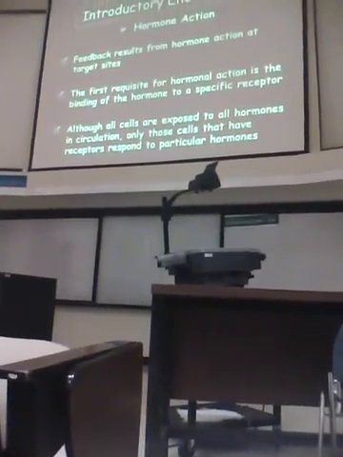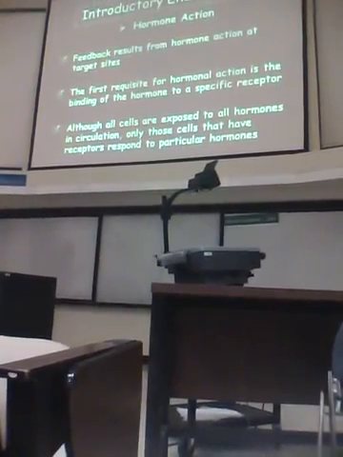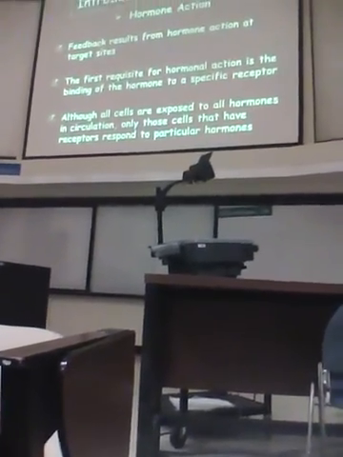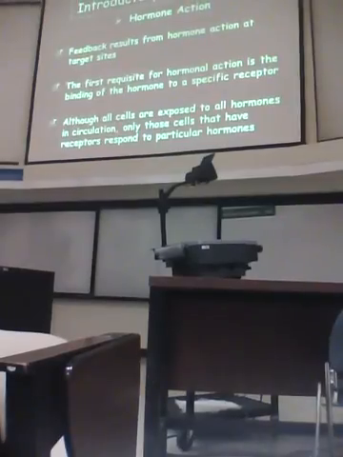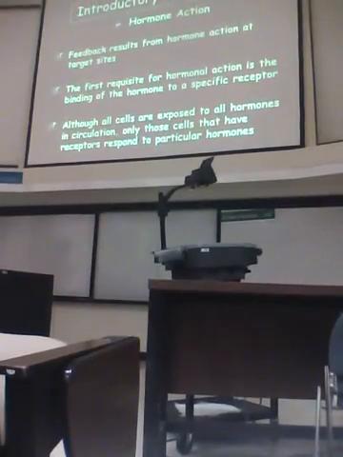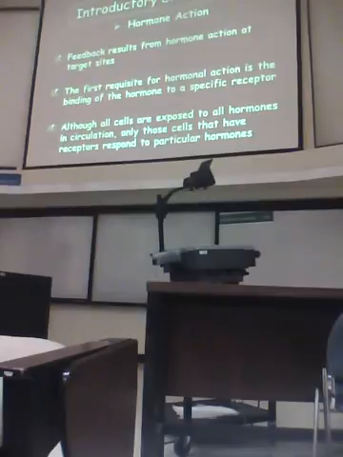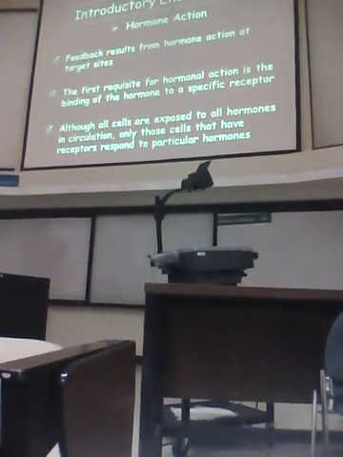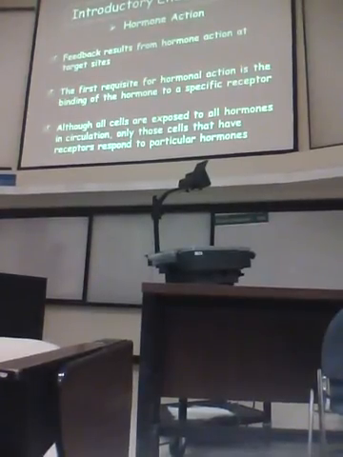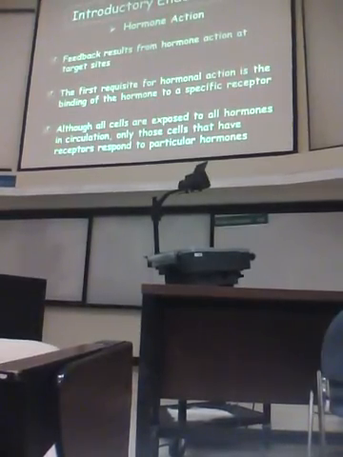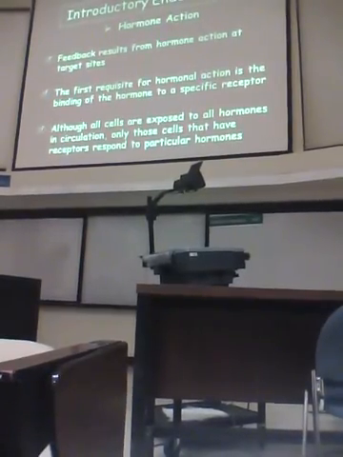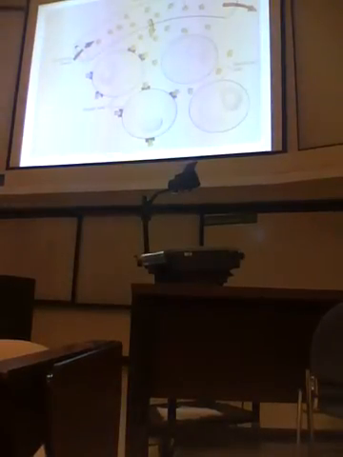Feedback itself, as I said, reflects the action of a hormone on target sites. And the first requisite for hormonal action is the binding of hormone to a specific tissue receptor. All cells in the body are exposed to all hormones in blood, but it's only those cells that have receptors that will respond to particular hormones. And this is shown here.